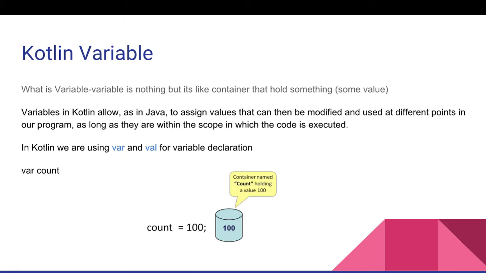In Kotlin we declare variables using val and var, and we'll see the difference also. So we use the var and val keywords for declaring a variable. Suppose here I have one variable, var count. So count is one location in our memory area, and there it holds the value 100. So it's like a container holding some value like 100.